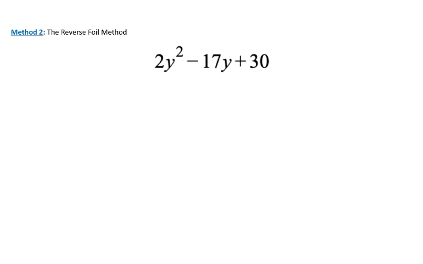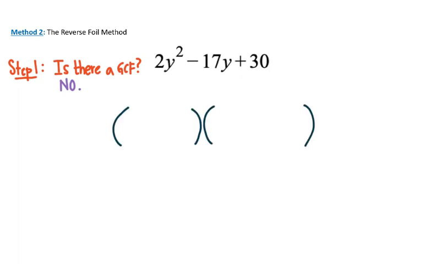Here is another example. Now I said before we should always try the GCF method first, so we can ask ourselves, is there a GCF? Is there a number that divides into 2 and minus 17 and 30? No, in this case, the only common factor is 1. So now, since that didn't work, we're going to try the reverse FOIL method.